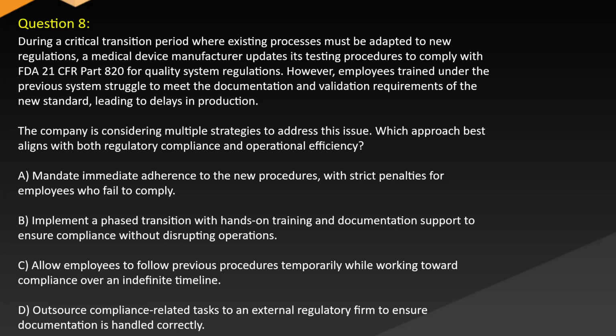Question 8. During a critical transition period where existing processes must be adapted to new regulations, a medical device manufacturer updates its testing procedures to comply with FDA 21 CFR Part 820 for quality system regulations. However, employees trained under the previous system struggle to meet the documentation and validation requirements of the new standard, leading to delays in production. The company is considering multiple strategies to address this issue. Which approach best aligns with both regulatory compliance and operational efficiency?